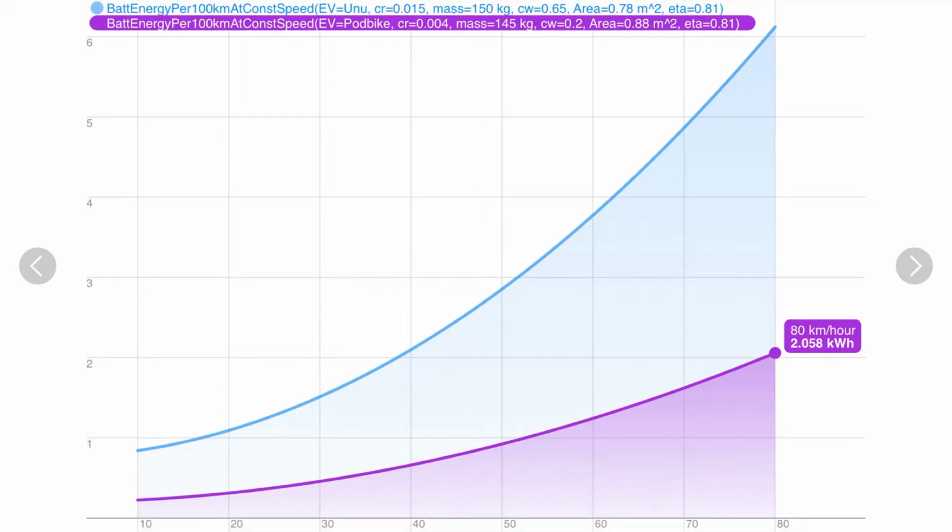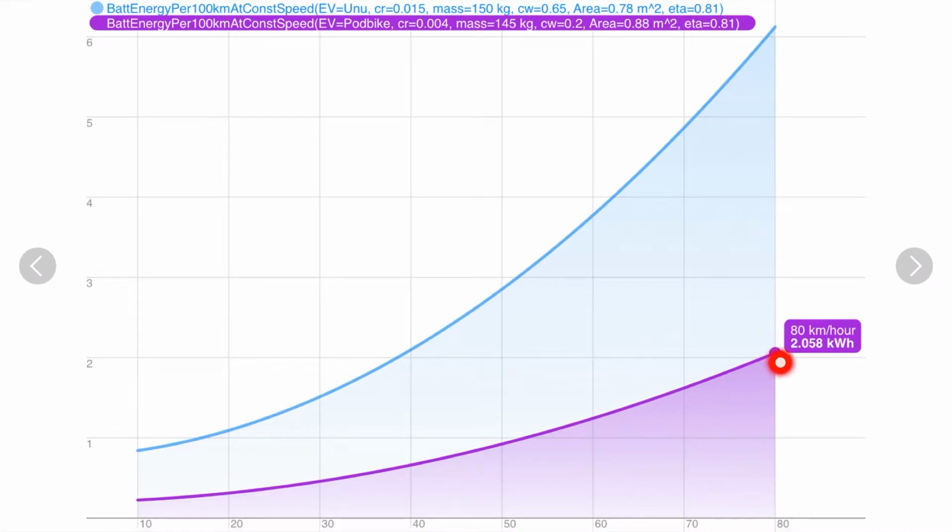And what can be achieved with such data? I have here the comparison between the Uno, the scooter, and the Podbike. I have here the rolling coefficient with 4 thousandths. I have a mass of 145 kilograms, which results from 65 plus 80 here, a drag coefficient of 20 hundredths, an area of approximately 0.9 square meter, and I have here again an efficiency factor of 0.81.